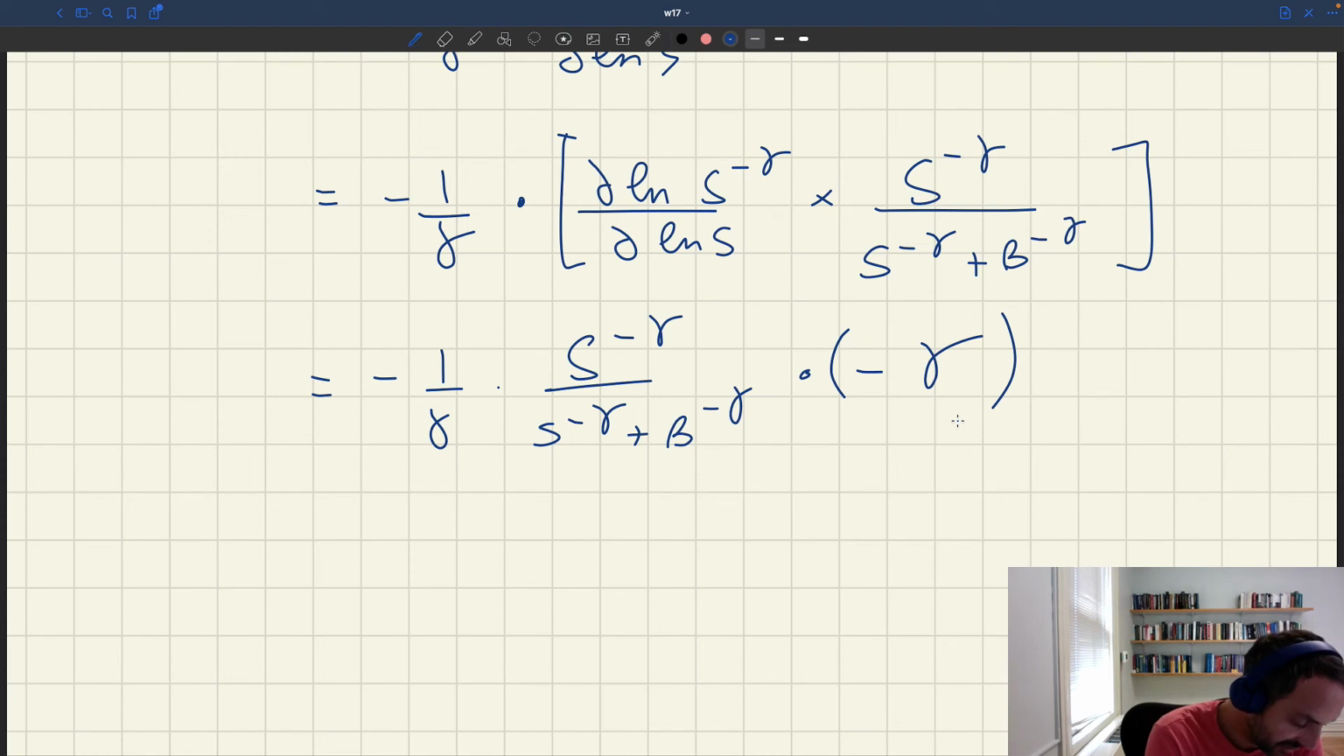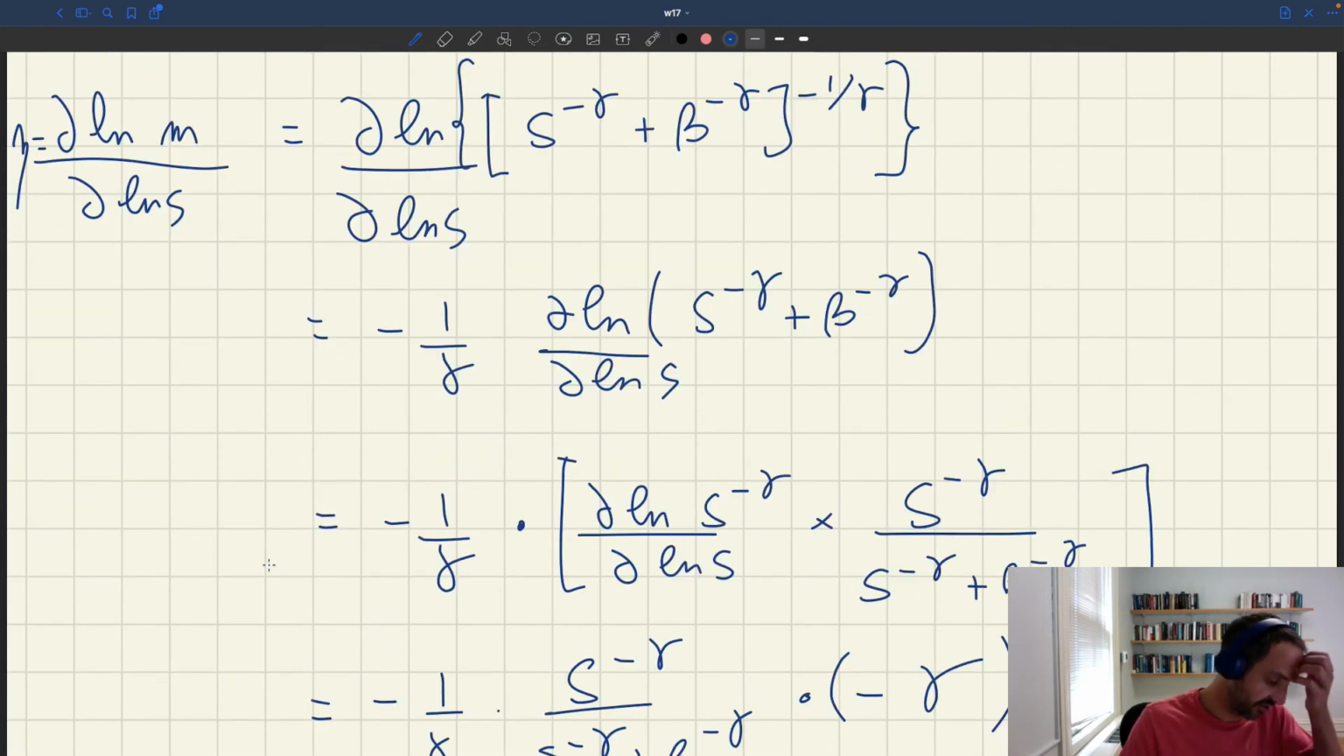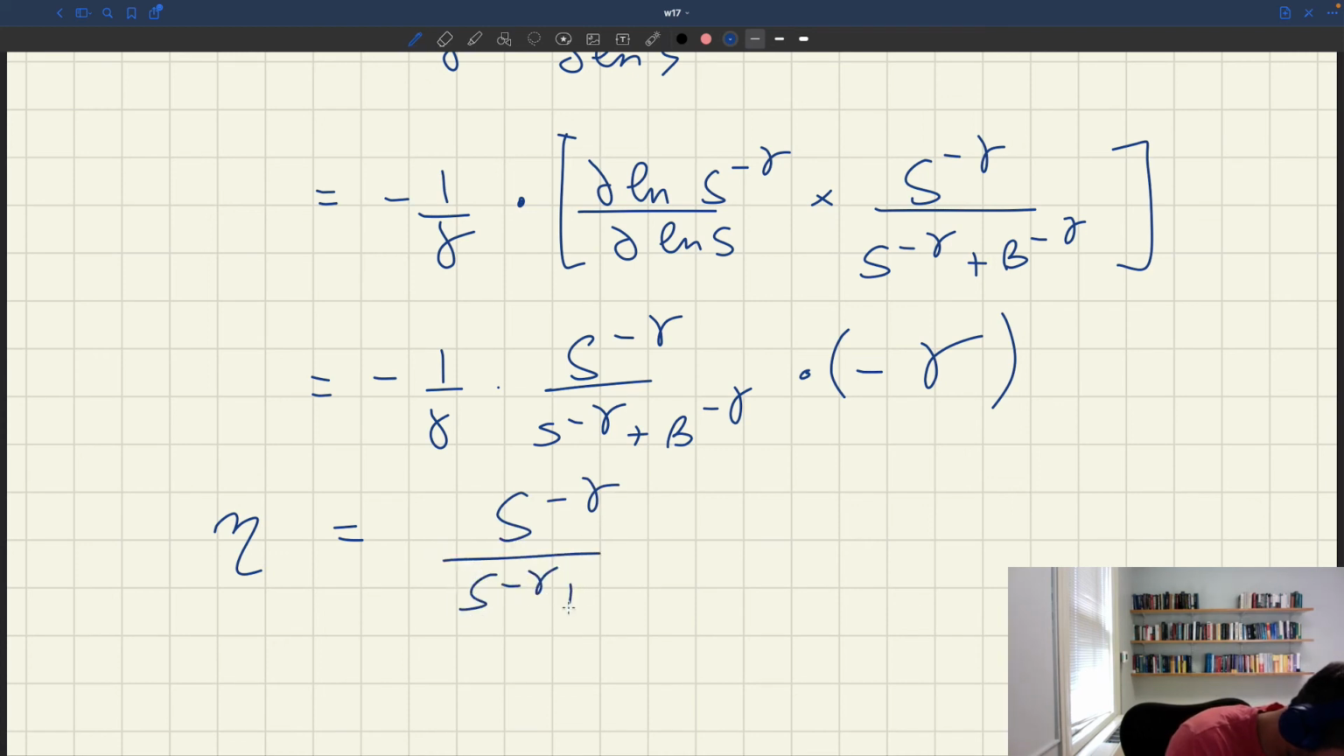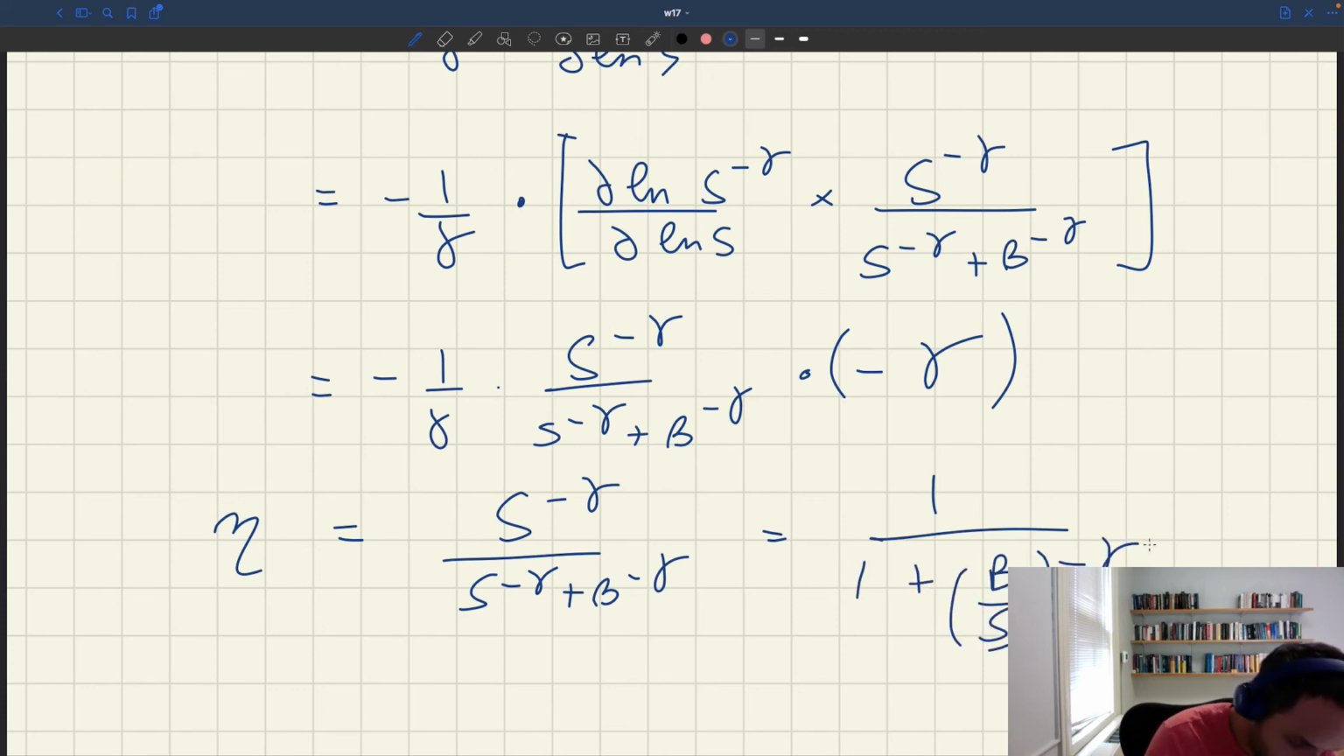Okay, so here we have the minus 1 over gamma times minus gamma that simplifies to just give us 1. So here we find that eta, the matching elasticity that we were computing, which is just the elasticity of M with respect to S, is going to be equal to S to the minus gamma over S to the minus gamma plus B to the minus gamma. And this we can simplify greatly. If we divide numerator and denominator by S to the minus gamma, we get that the elasticity eta is just 1 over 1 plus B over S to the minus gamma.